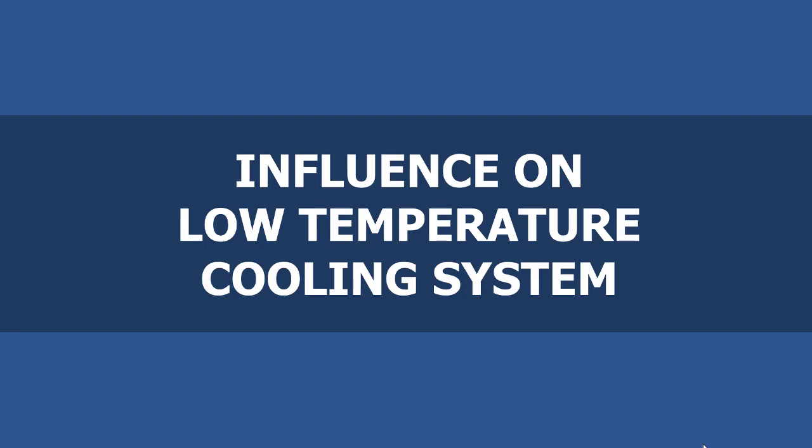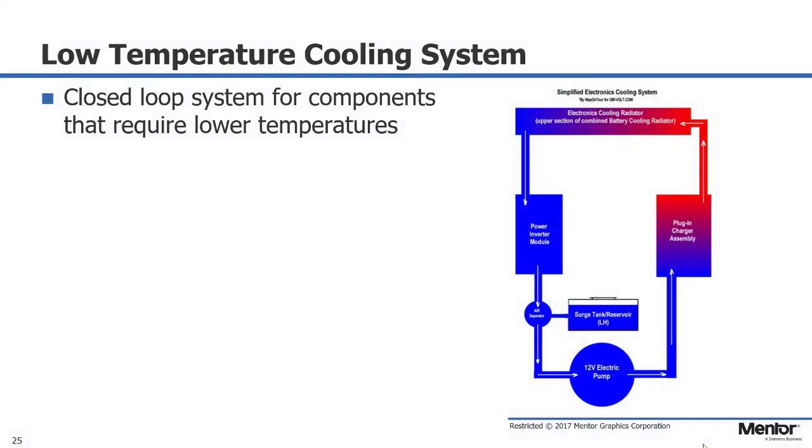So now I'm going to take you through a few scenarios we looked at to see how autonomous driving would influence the low temperature cooling system. If we look at what a low temperature cooling system looks like, in this particular case for the Chevy Volt, here's a diagram. We start at the top with the electronics radiator flowing down into the power inverter module, so it's having the cooled coolant delivered to it, as well as the motor. From there through the air separator and being pumped by an electric pump, finally around to the plug-in charger assembly, then closing the loop back to the radiator.